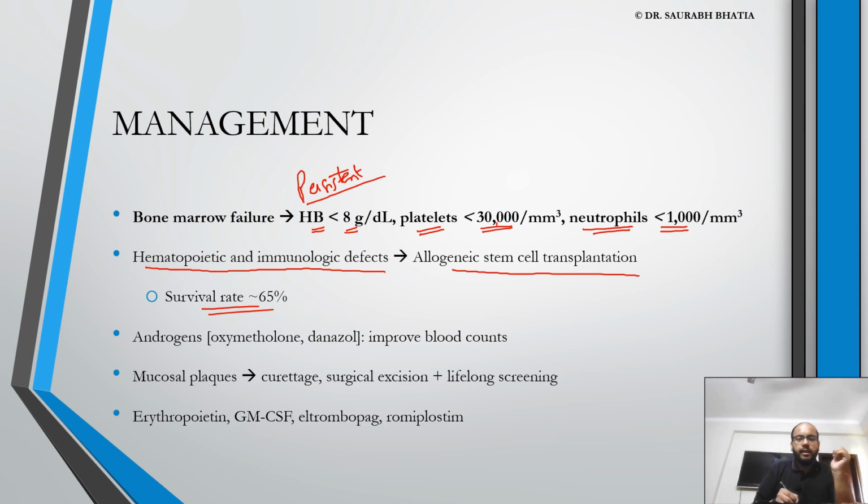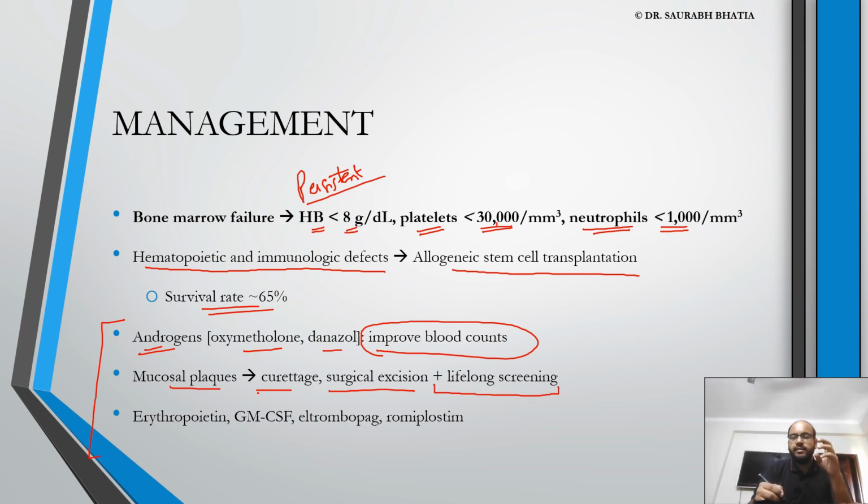Okay. Other drugs like androgens, which include oxymetholone and danazol, have been shown to improve blood counts. So if you have to mention oral drugs, androgens are the drugs that you need to mention. For mucosal plaques, you do curettage or you surgically excise, but the lifelong screening continues. Let's say you have a patient of DKC and the patient has oral leukoplakia and you end up removing the entire leukoplakia. You still have to screen because new development can always happen.